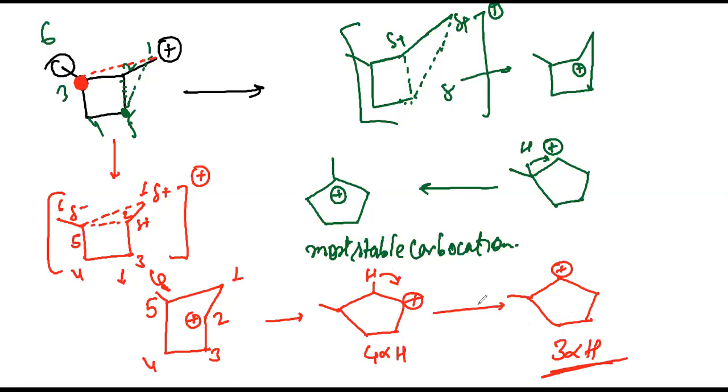So tell me, will this step take place? 4 alpha hydrogen to 3 alpha hydrogen? You say no. Why? Because you are becoming less stable, so less stability will not be achieved. Are you getting this? So the expansion from 3 will not take place. From which side will expansion take place?